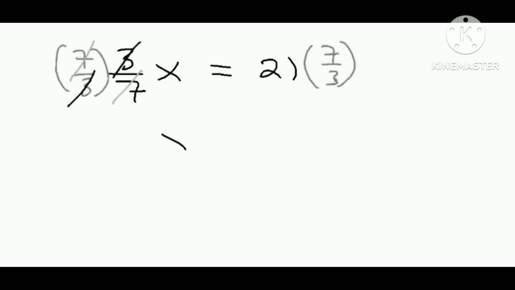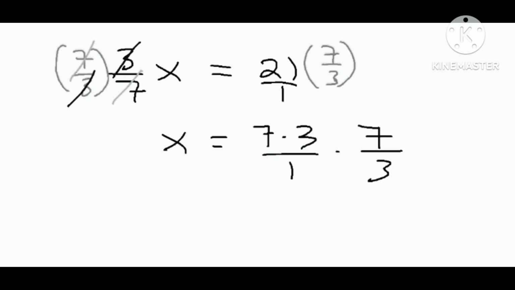So on the left side, you just have x. And on the right side, you have 21 times 7/3. You can put this over 1. 21 is basically 7 times 3. And then we're going to multiply that by 7/3. So the 3's cancel. All we have left over is just 7 times 7. So therefore, 21 times 7/3 is 49.